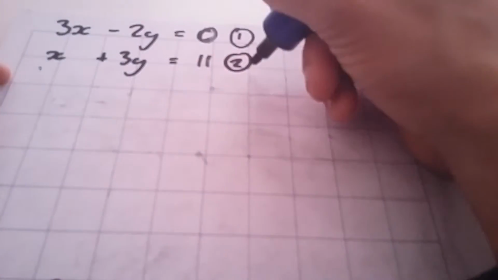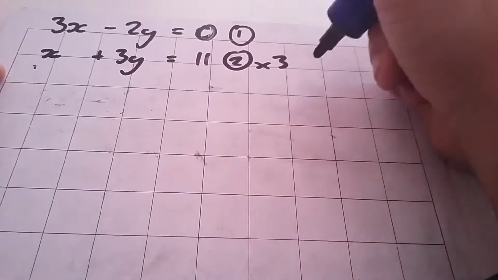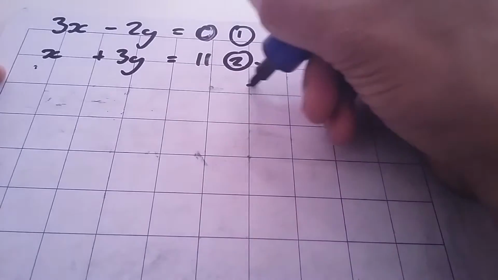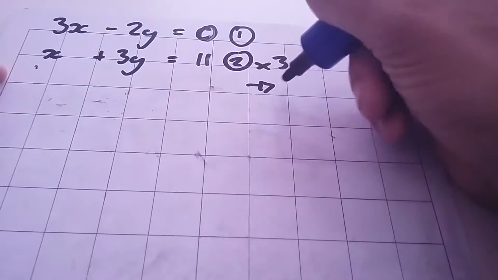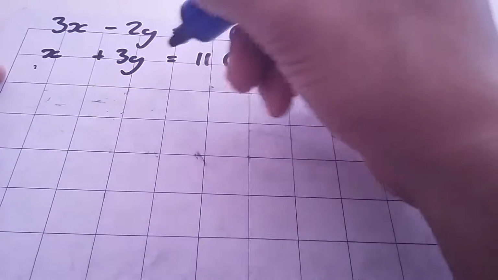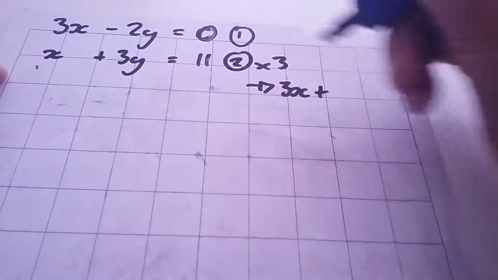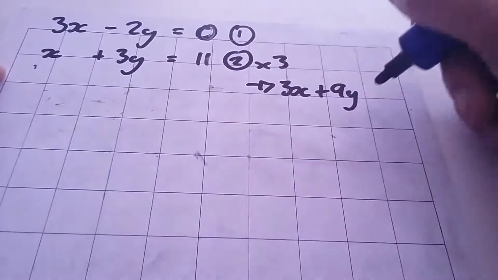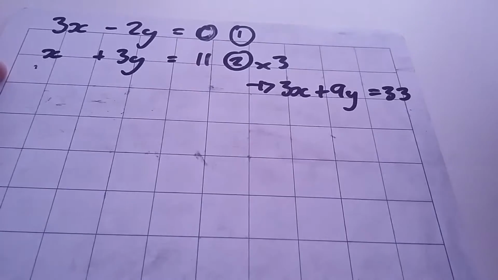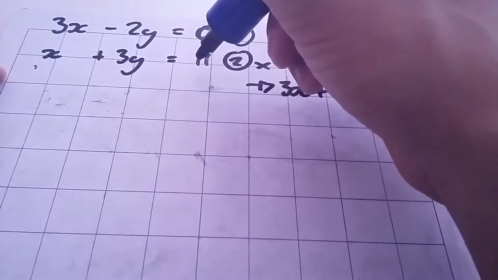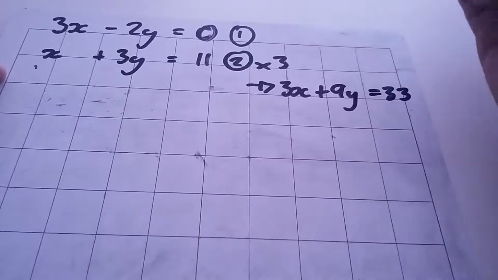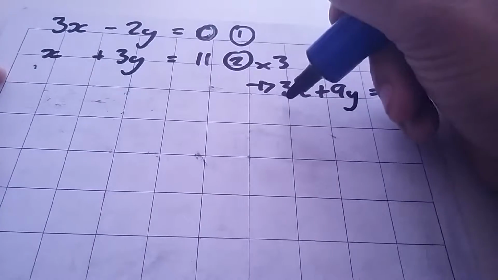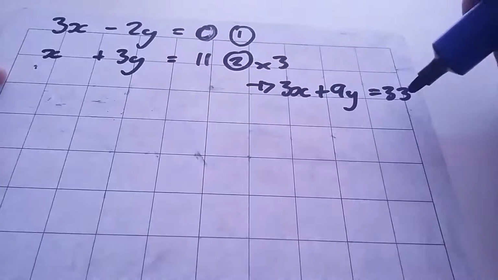I'm going to multiply equation 2 by 3. So I get 3x plus 9y equals 33. Okay, now I've not changed the value of this equation because I've multiplied everything by 3, so it's in proportion. So this is my new second equation.